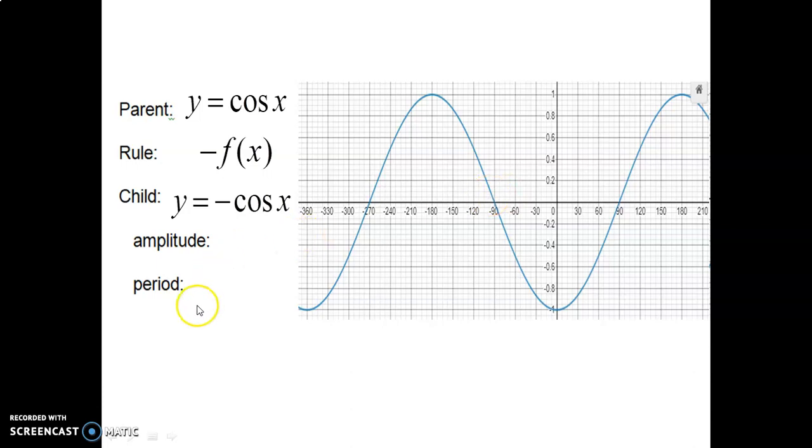Has that changed the amplitude and period? No, it hasn't. Amplitude is the same, period is the same. All we've done is reflected. It's still a graph that has a height of 1 here, and it still completes its full cycle in 360 degrees.